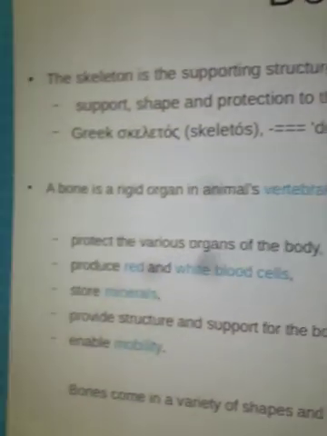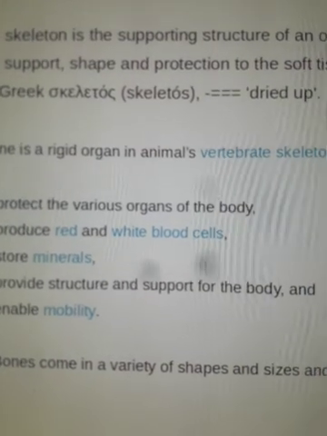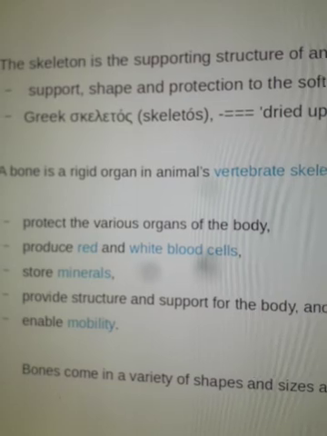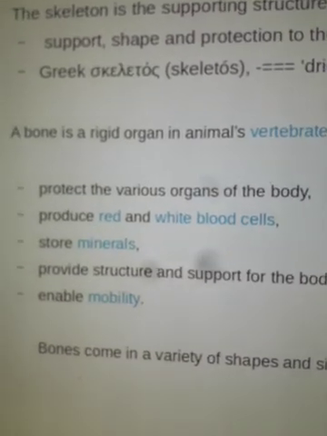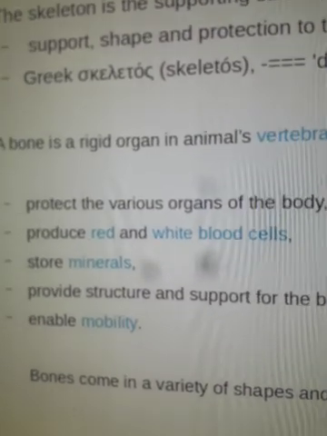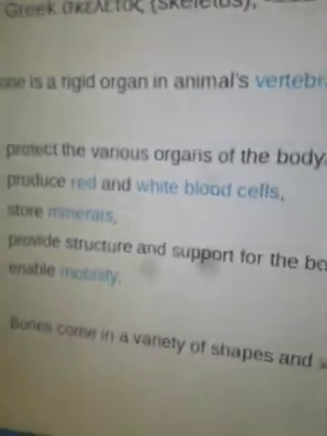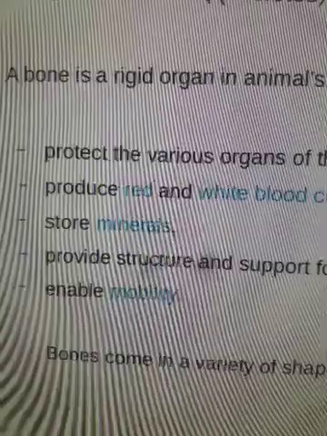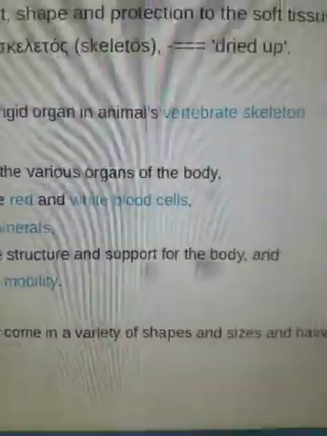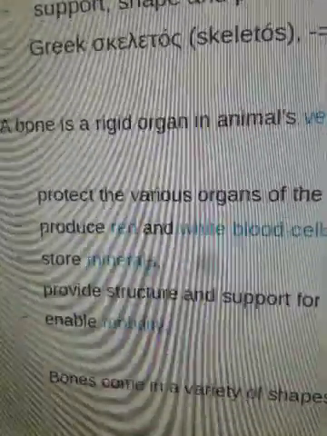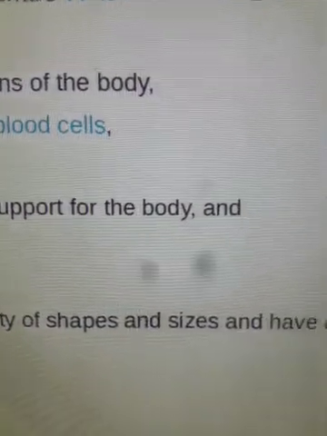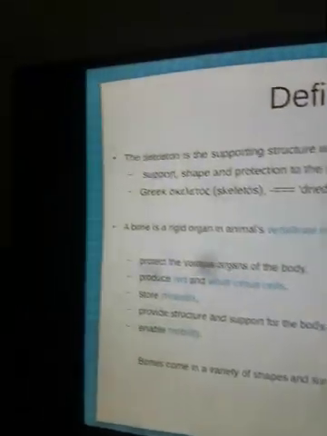So it has five main functions: to protect the organs of the body, to produce red and white blood cells, that is hematopoiesis, to store minerals, to provide structure and support for the body, and to enable mobility. So these are the five main ones. And the bones, like I said, come in a variety of shapes and sizes and have complex internal and external structure.